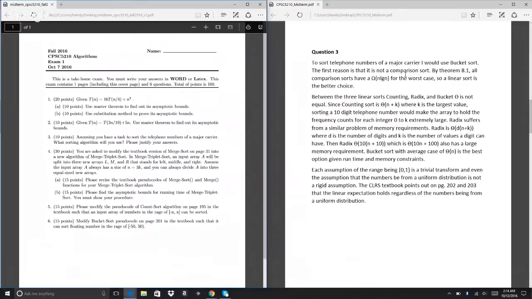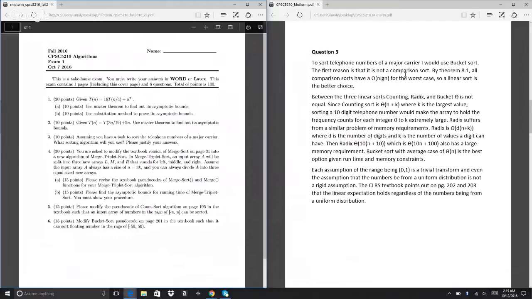Radix suffers from a similar problem of memory requirements because all of these are stable, so you have to keep lists going that have information about their original order. So radix is theta d times n plus k, where d is the number of digits, and k is the number of values a digit can have. Then radix becomes theta 10 times n plus 10, which is theta 10n plus 100. So that's also larger than the other linear sorts, and it's also a large memory requirement.